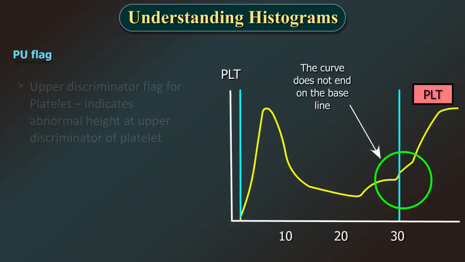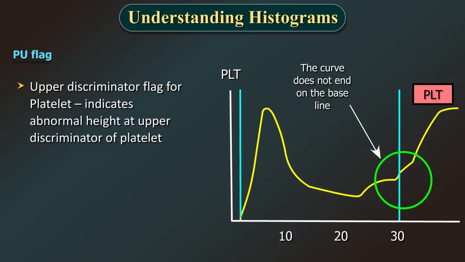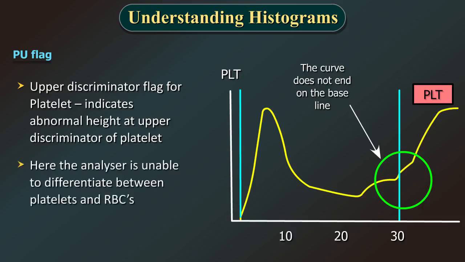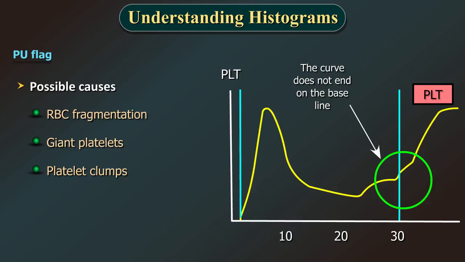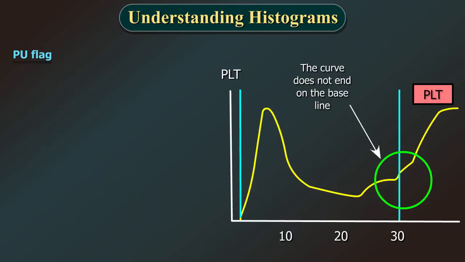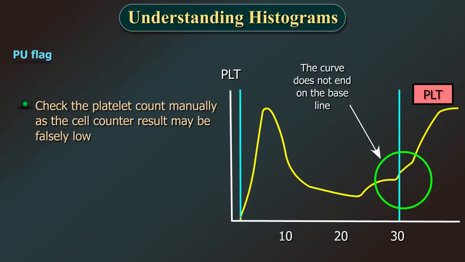PU flag, upper discriminator flag for platelet, indicates abnormal height at upper discriminator of platelet. Here, the analyzer is unable to differentiate between platelets and RBCs. The possible causes: RBC fragmentation or microerythrocytes, giant platelets, platelet clumps, EDTA incompatibility or clotted sample. Check the platelet count manually as the cell counter result may be falsely low.